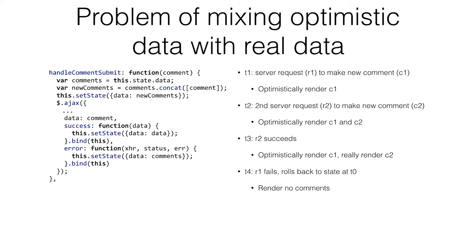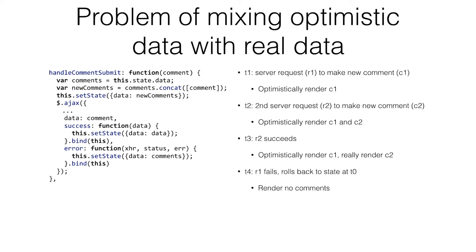We'll go through a kind of timeline here. So we get the server request. We make the new comment. We get here, we optimistically render the first comment. And then before this stuff finishes, we add a second comment, and we optimistically render it. So we've got two comments in the DOM.